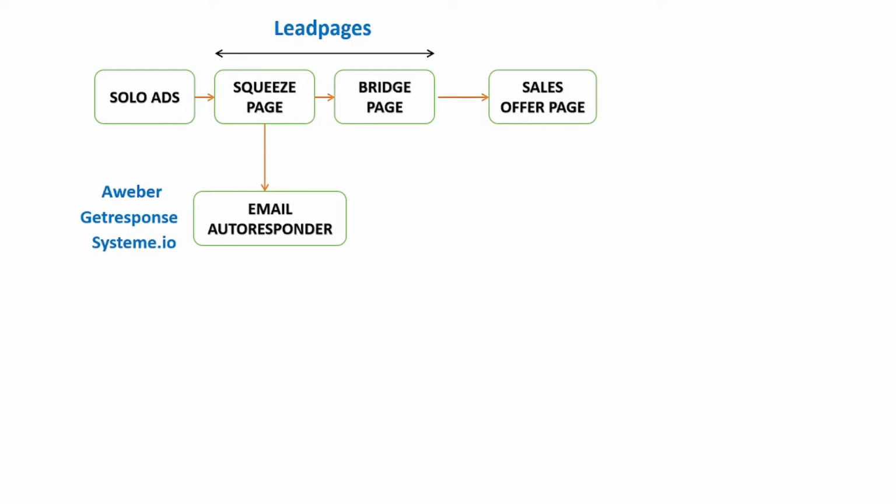For AWeber, I would recommend you go for the AWeber Pro plan as it will avoid the double opt-in. Getresponse is free for 30 days and then you will be billed. And System.io is going to be free perpetually for up to 2,000 contacts.